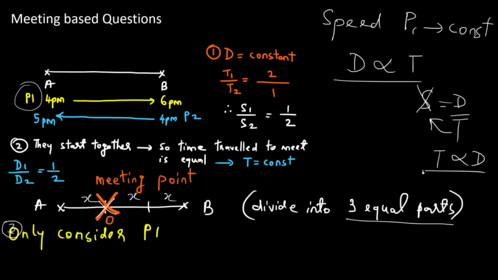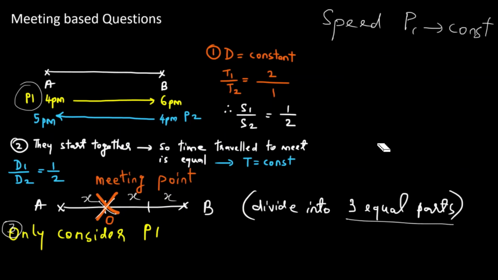Now, because this is the scenario, the ratio of this distance, that is AO by OB, that's 1 by 2, will be equal to the time taken by person 1 to move from A to O to the time taken to move from O to B. That is AO by OB is equal to TAO by TOB. That's equal to 1 by 2.